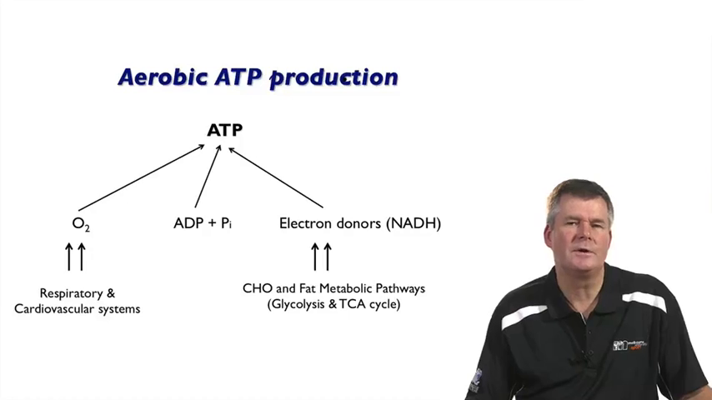And these electron donors ultimately transfer their electrons to oxygen in the electron transport chain, setting up a proton gradient which then fuels or powers the resynthesis of ATP in the mitochondria.